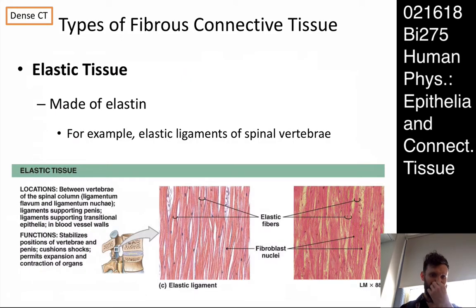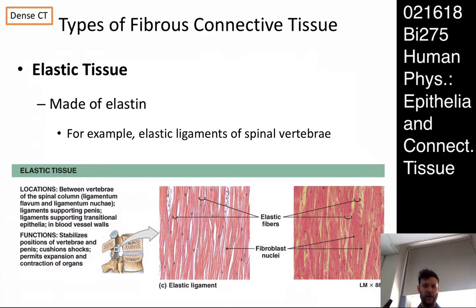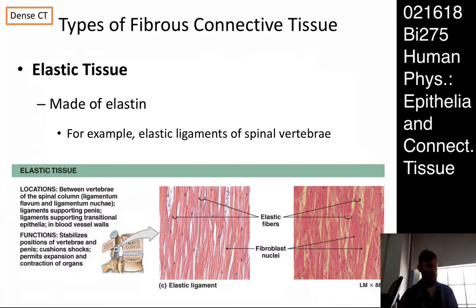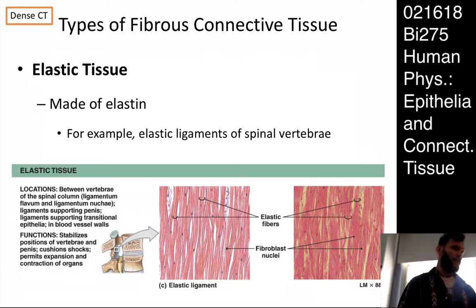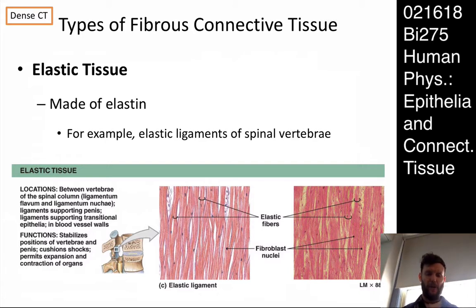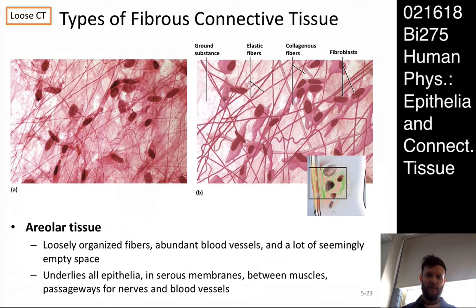And elastic tissue is found in the body in different places. For example, between the ligaments in the spine. And this is what enables your spine to be able to bend in all those directions and then come back to its original shape. Very stretchy. Okay, that's all the categories of dense connective tissue. To the loose connective tissue.